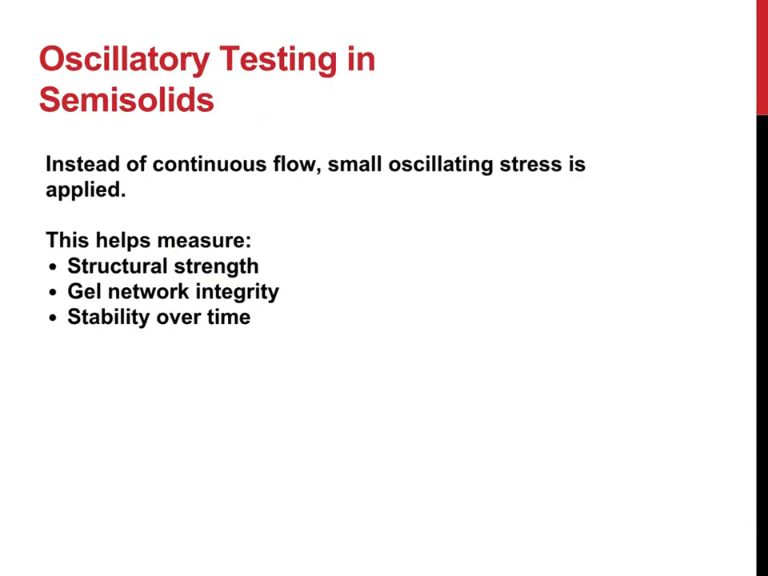This viscosity and elasticity interplay with each other in the testing of semi-solids. Sometimes when using the rheometer, instead of continuous flow, a small oscillating stress is applied. This is called oscillatory testing in semi-solids. What does this oscillatory testing do? It helps to measure the structural strength of the semi-solid, the gel network integrity, as well as the stability over time.